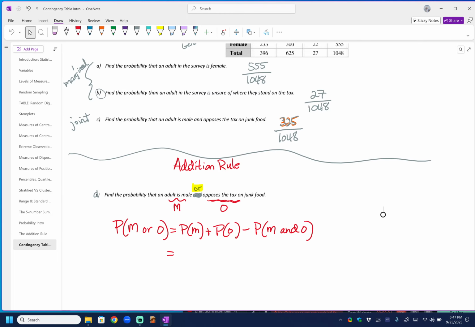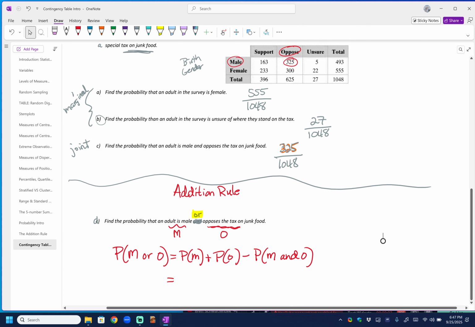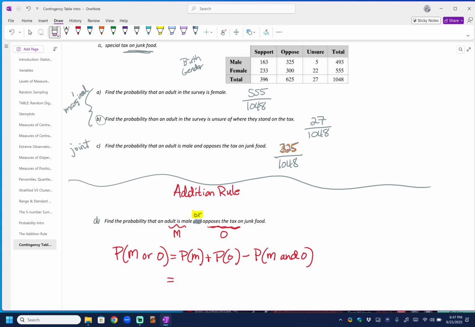Now, we'll start with the probability of male. What's really interesting about the probability of male is that it's very similar to this question, the probability of female, which means that the probability of male here is actually a marginal probability. Hopefully you can see kind of where this is going. Just like this guy here is the probability of oppose. Well, we already covered the probability of unsure, and that was a marginal probability. So the first two probabilities in the addition rule scenario are just marginal probabilities that you just learned how to find. So let's do them really quick.